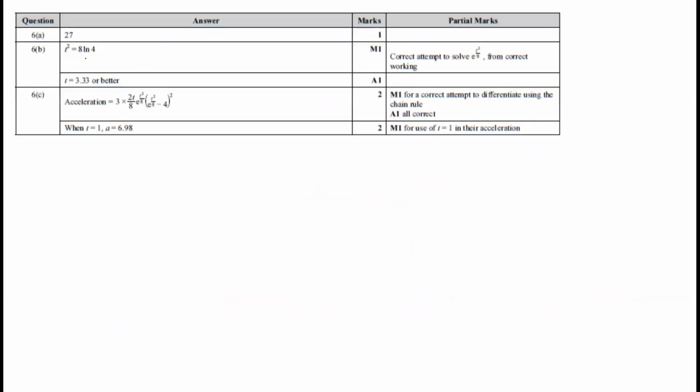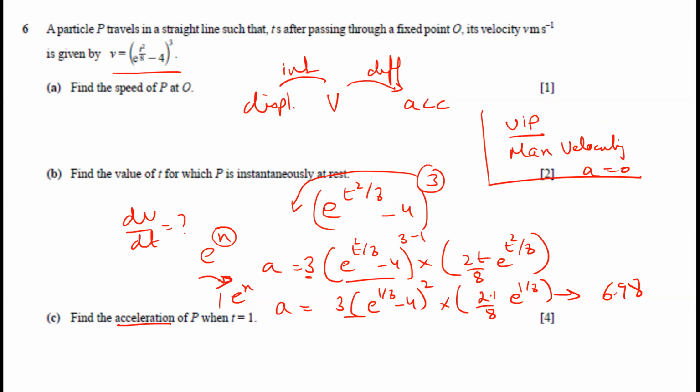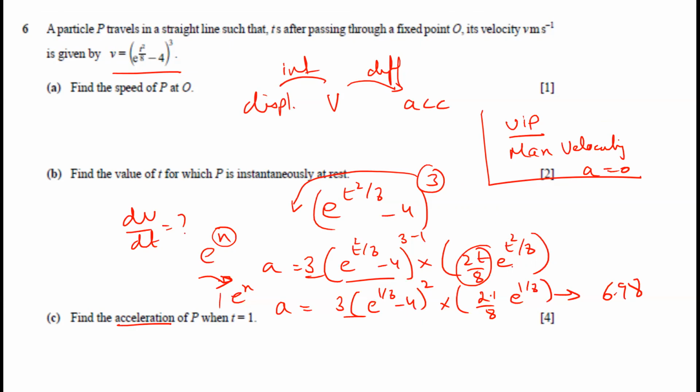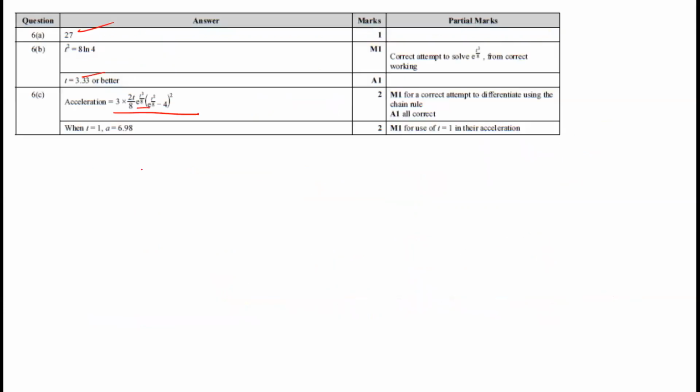So for our first question, yes, indeed, 27, 3.33 for part B, and for part C, 3 times 2t/8, multiplied by e^(t²/8), multiplied by (e^(t²/8) − 4)². And we get 6.98.